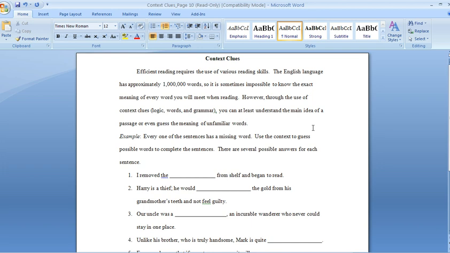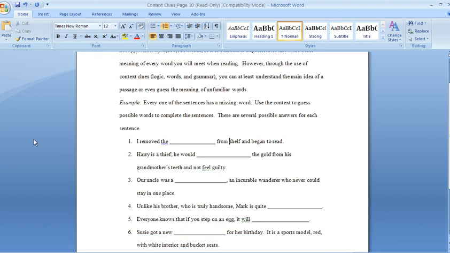Now, you can always stop, open up a dictionary, and read the meaning of a new word, but that takes a lot of time. So instead of doing that, you try to guess the meaning of the word from the context and then move on. This skill requires you to use logic, your knowledge of grammar, and your knowledge of the words around the new word in order to be able to guess.